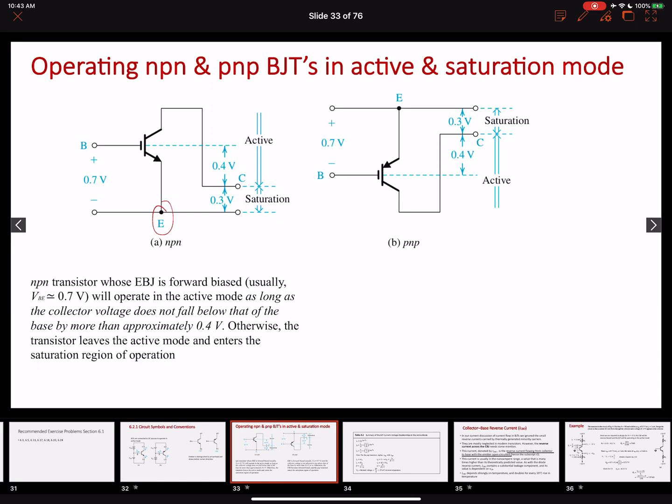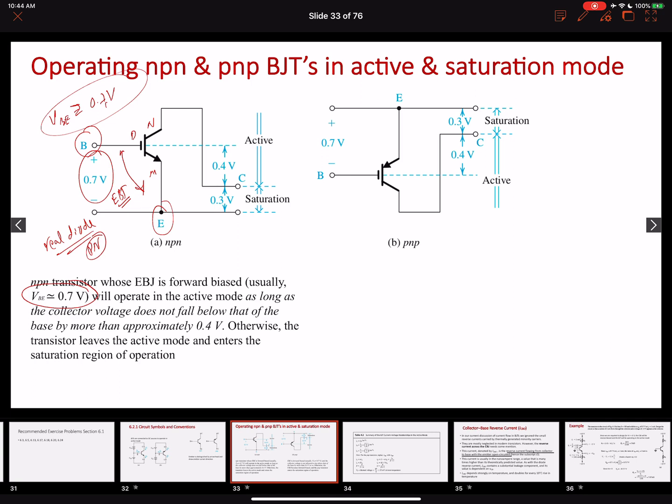And then look at the base terminal. In order to forward bias this emitter to base junction, we ended up supplying this 0.7 volts, right? Considering a real diode or a real PN junction model, we saw that it is approximately equal to 0.7 volts. So we can make a fair estimate that for the NPN, our VBE needs to be equal to or greater than 0.7 volts to forward bias this emitter to base junction.